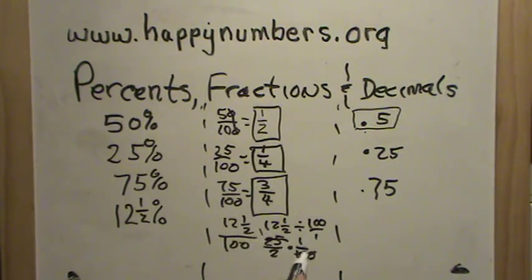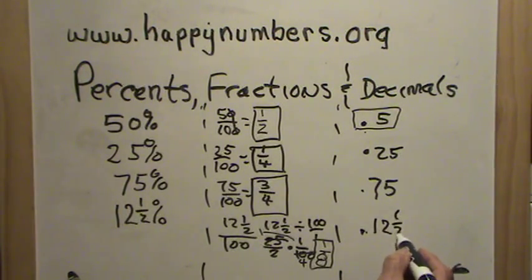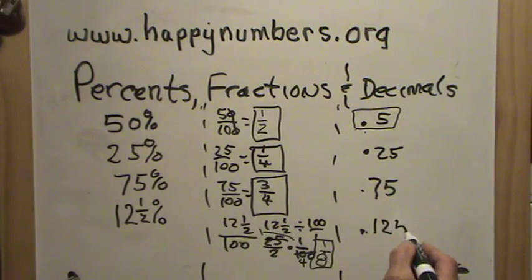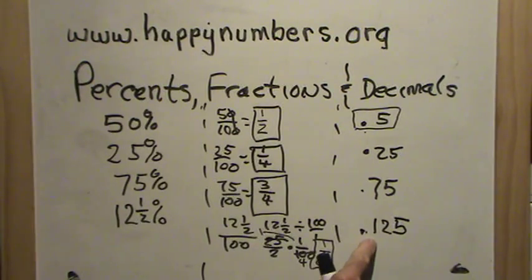We can cancel. 25 goes into 25 once. 25 goes into 100 4 times. And we multiply. 1 times 1 is 1. 2 times 4 is 8. So 1/8. Sorry to jam it up there. It got a little sloppy at the end. But 12.5% is equal to the fraction 1/8. And in decimal form, it would be 12 1/2 hundredths. But in decimal form, since we know 1/2 is really 5, we can write it this way. So now that's 125 thousandths. But it's exactly the same as 12.5%.